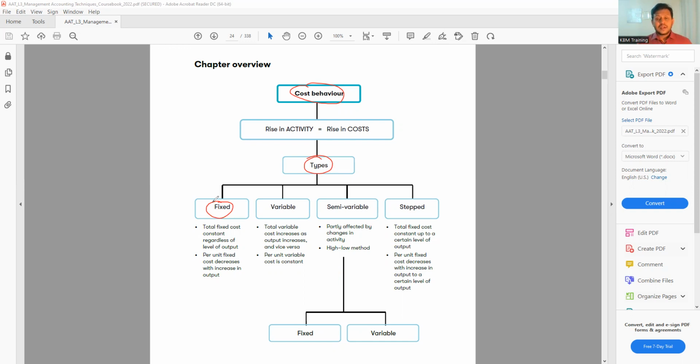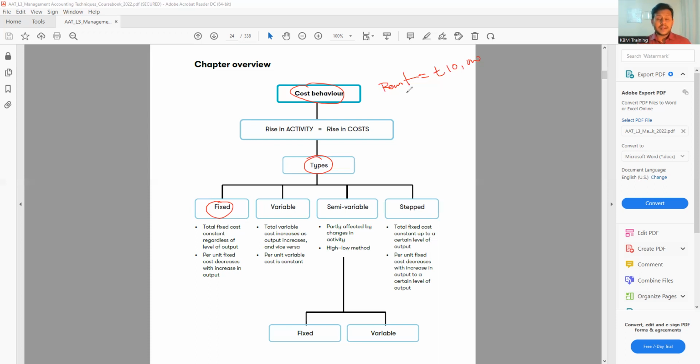What does that mean? For example, my rent for the building or for my production center is £10,000. So my rent is £10,000. So that means my rent is fixed anyway.